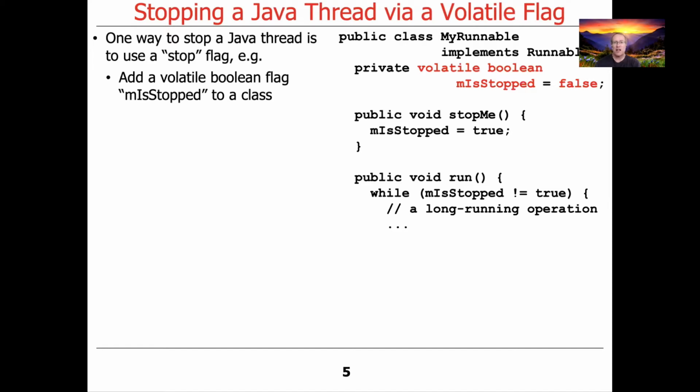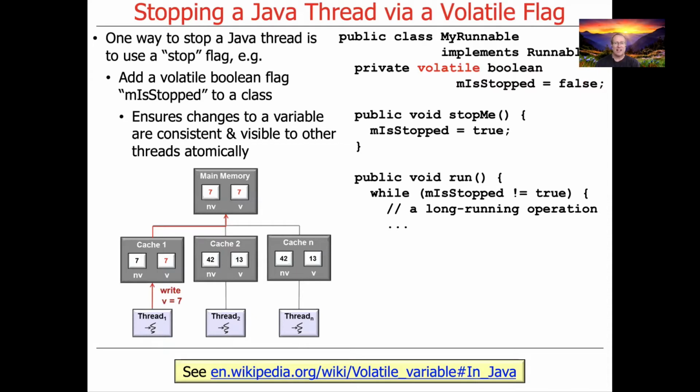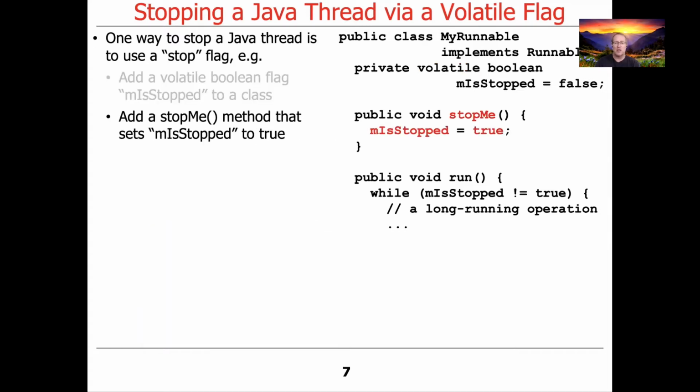We're going to define ourselves a Boolean called m is stopped, which we initially set to false, and we make this a volatile. As you undoubtedly recall, because we've talked about it many times, a volatile is used to ensure that changes to a variable are consistent and visible to other threads atomically. To make this work, we're going to make a little helper method called stopMe, which is a so-called mutator method. When stopMe is called, it sets the m is stopped Boolean field to true.